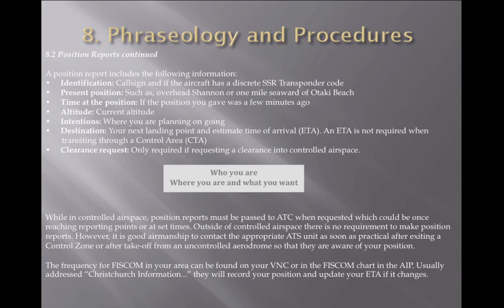While in controlled airspace, position reports must be passed to ATC when requested, which could be once reaching a reporting point or at set times. Outside of controlled airspace, there is no requirement to make position reports. However, it's good airmanship to contact the appropriate ATS unit as soon as practical after exiting a control zone or after takeoff from an uncontrolled aerodrome so that they're aware of your position.